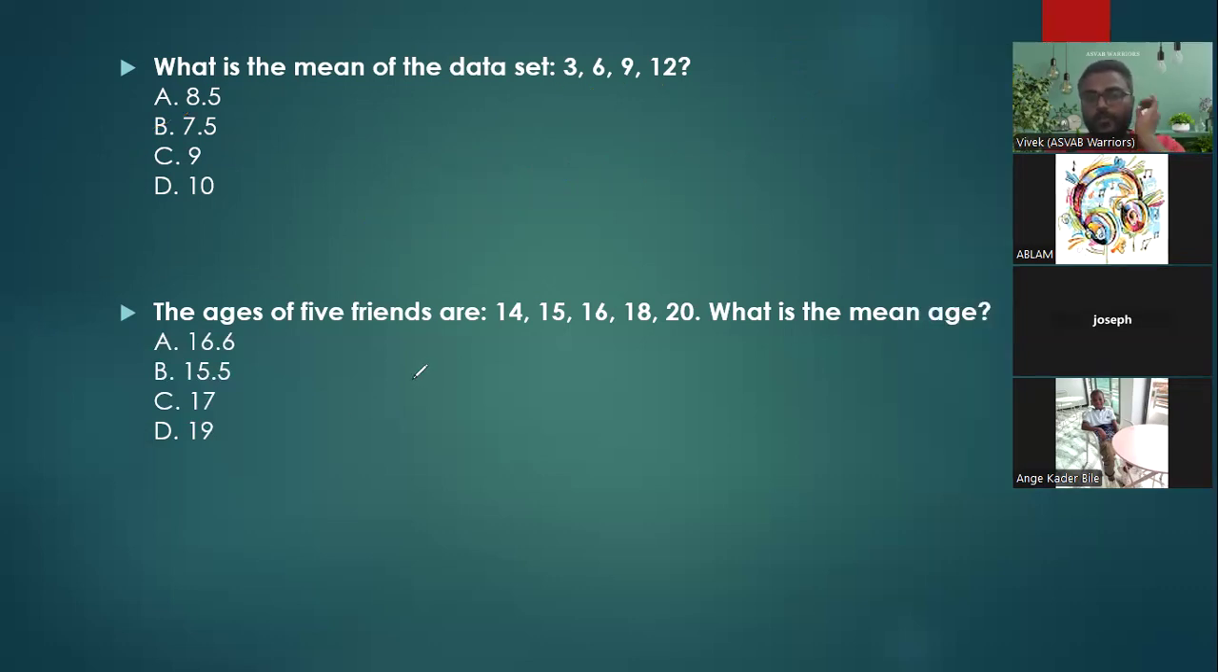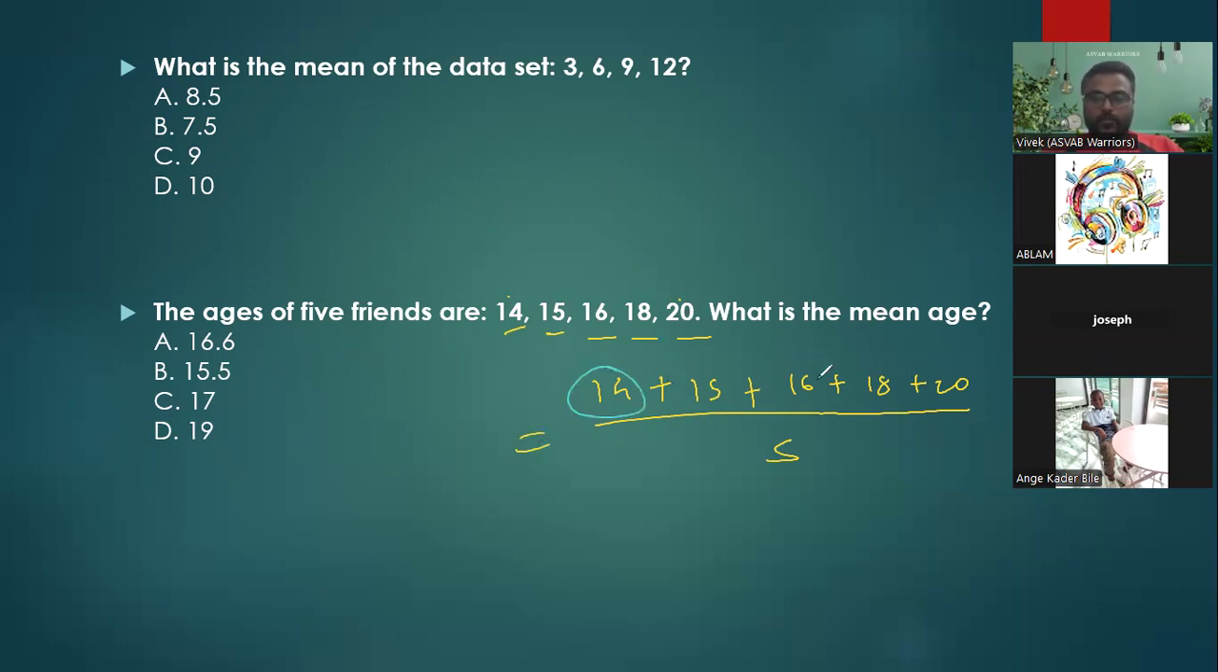So the ages of 5 friends are 14, 15, 16, 18, and 20. What is their mean age? So let's add everything up. 14 plus 15 plus 16 plus 18 plus 20, and divided by how many numbers were there? 1, 2, 3, 4, 5. Divided by 5. I'll try to form the pairs now.